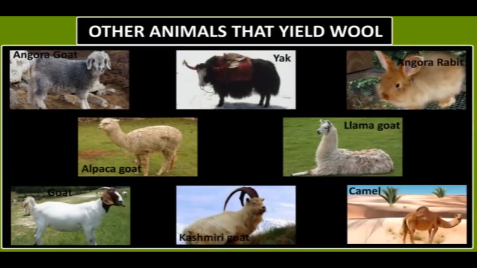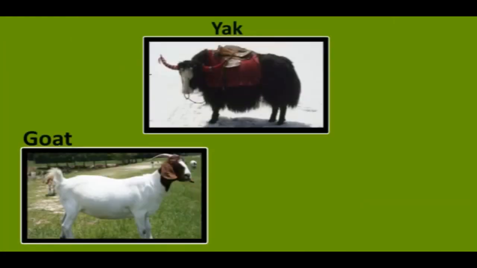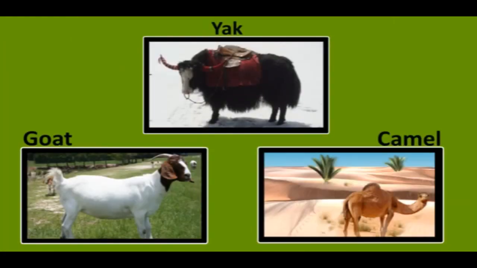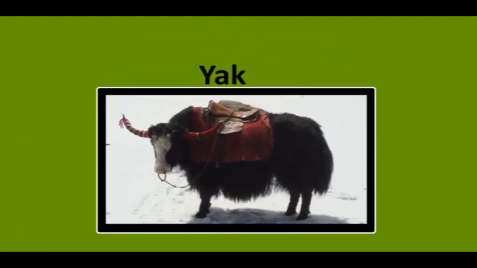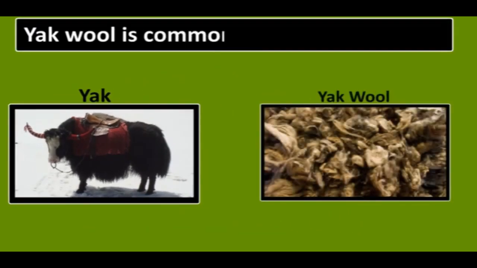The fleece of sheep is not the only source of wool. There are other animals also that yield wool. Wool is obtained from other animals like yak, goat, camel, etc. Yak wool is common in Tibet and Ladakh.